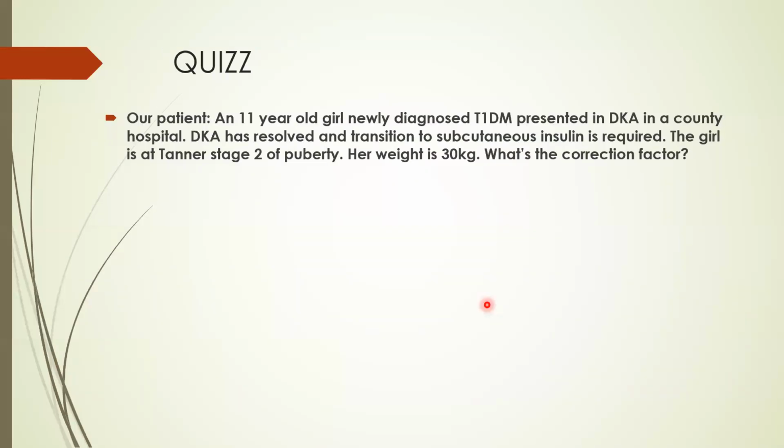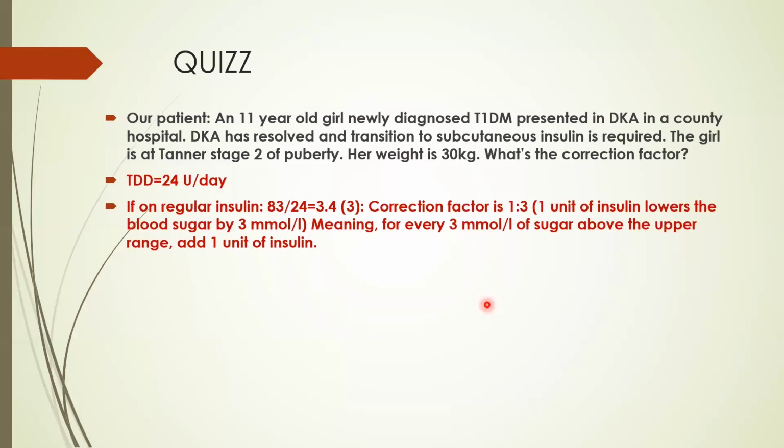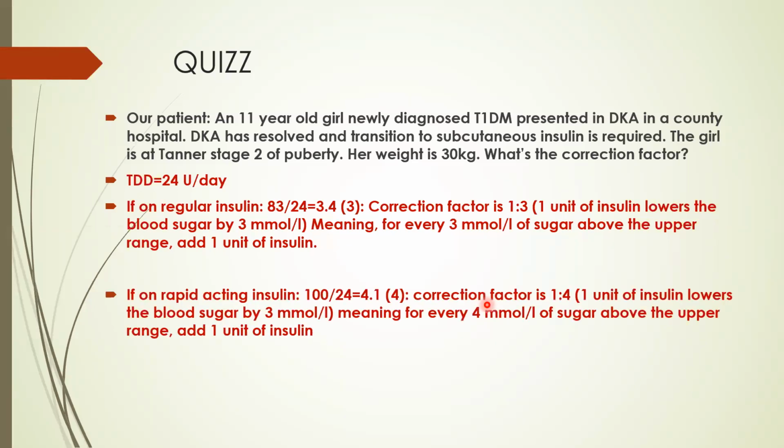So what will our patient's correction factor be? It will be 83 divided by 24. Okay, so that gives us around 3.4, so basically rounding it off to 3. That means 1 unit of insulin lowers the blood sugar by 3 millimoles, meaning that for every 3 millimoles of sugar above the upper range that you have decided, you have to add 1 unit of insulin. And this is how you keep on adjusting the pre-meal bolus insulin.